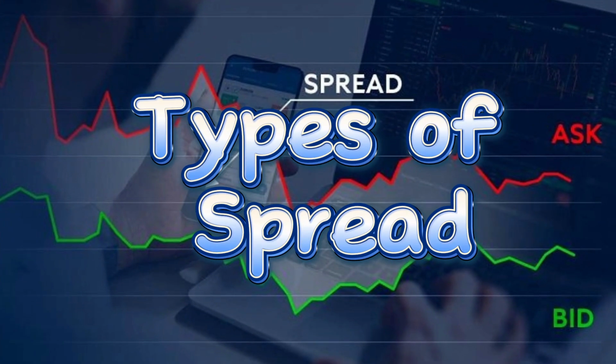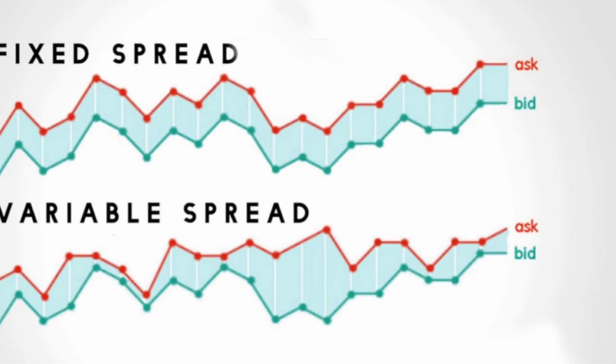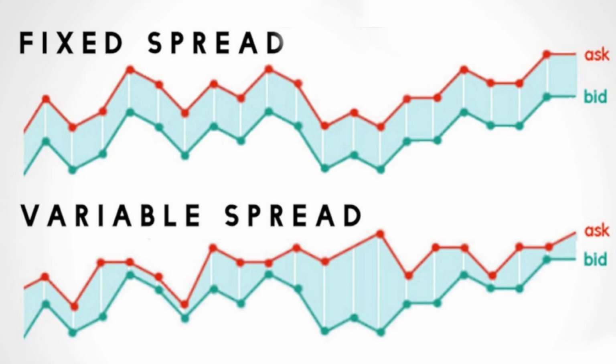Types of spreads. The spread can vary based on the type of trading account you choose and may fall into one of the following categories. Fixed spread. The spread remains constant during all trading hours. Variable spread. The spread changes based on market conditions and may increase during times of high volatility.